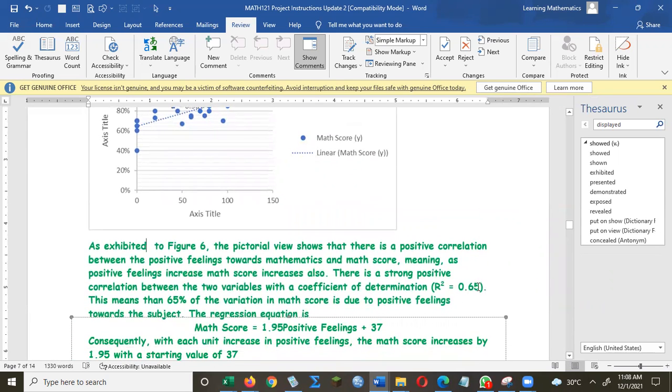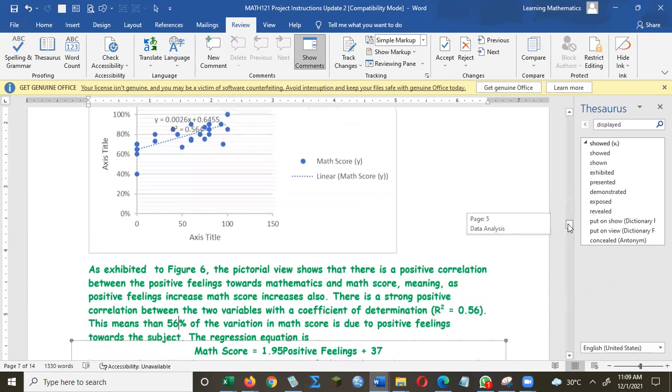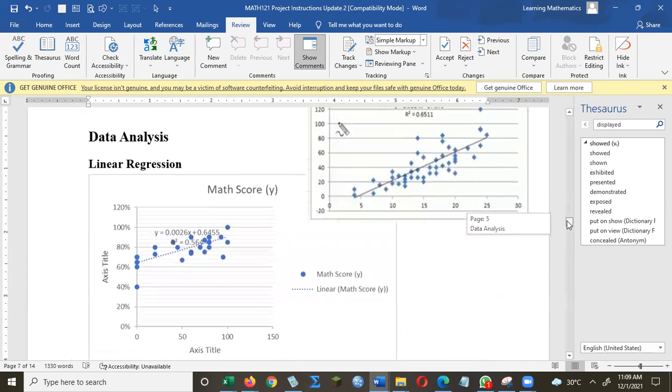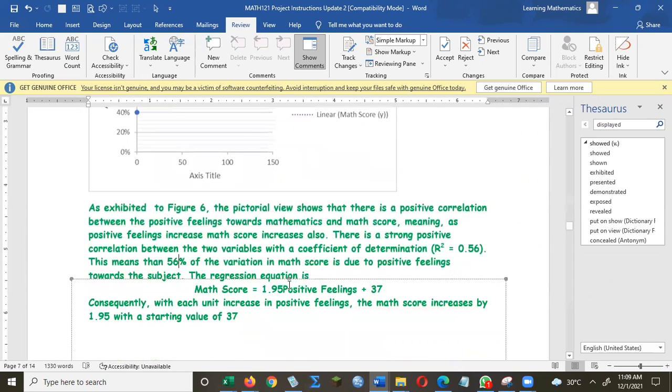The coefficient of determination R squared is 0.56. Okay, so you just change 0.65 to 0.56. All right. This means that 56% of the variation in math score is due to positive math feeling. Okay, and then you can consider the regression equation is, well, the regression equation is 0.00026.